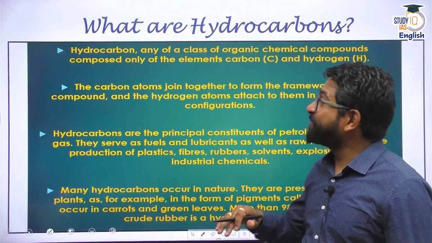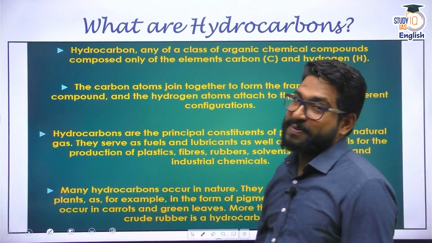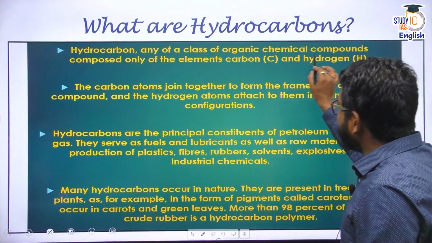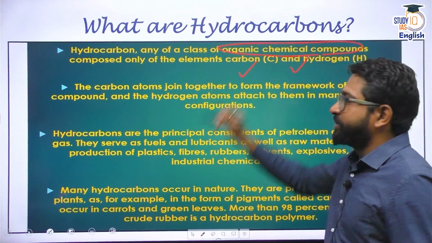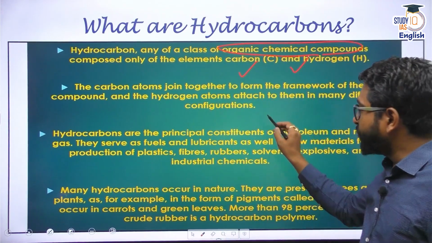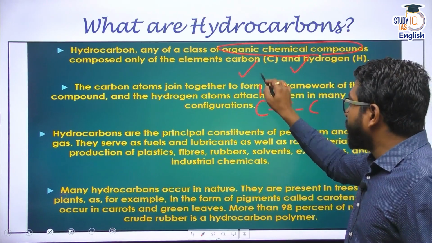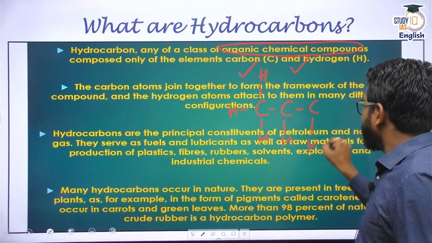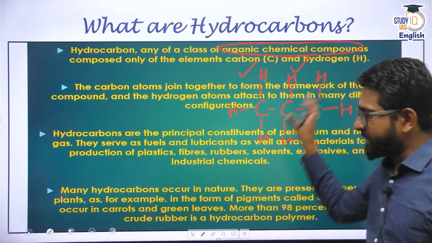All right. Now let's talk about hydrocarbons itself. That means we are entering the domain of organic chemistry. What are hydrocarbons? Hydrocarbons are a class of organic chemical compounds that are composed only of carbon and hydrogen. Carbon atoms join together to form a framework. As I told you, carbon can undergo catenation. Carbon can also form bonds with hydrogen.